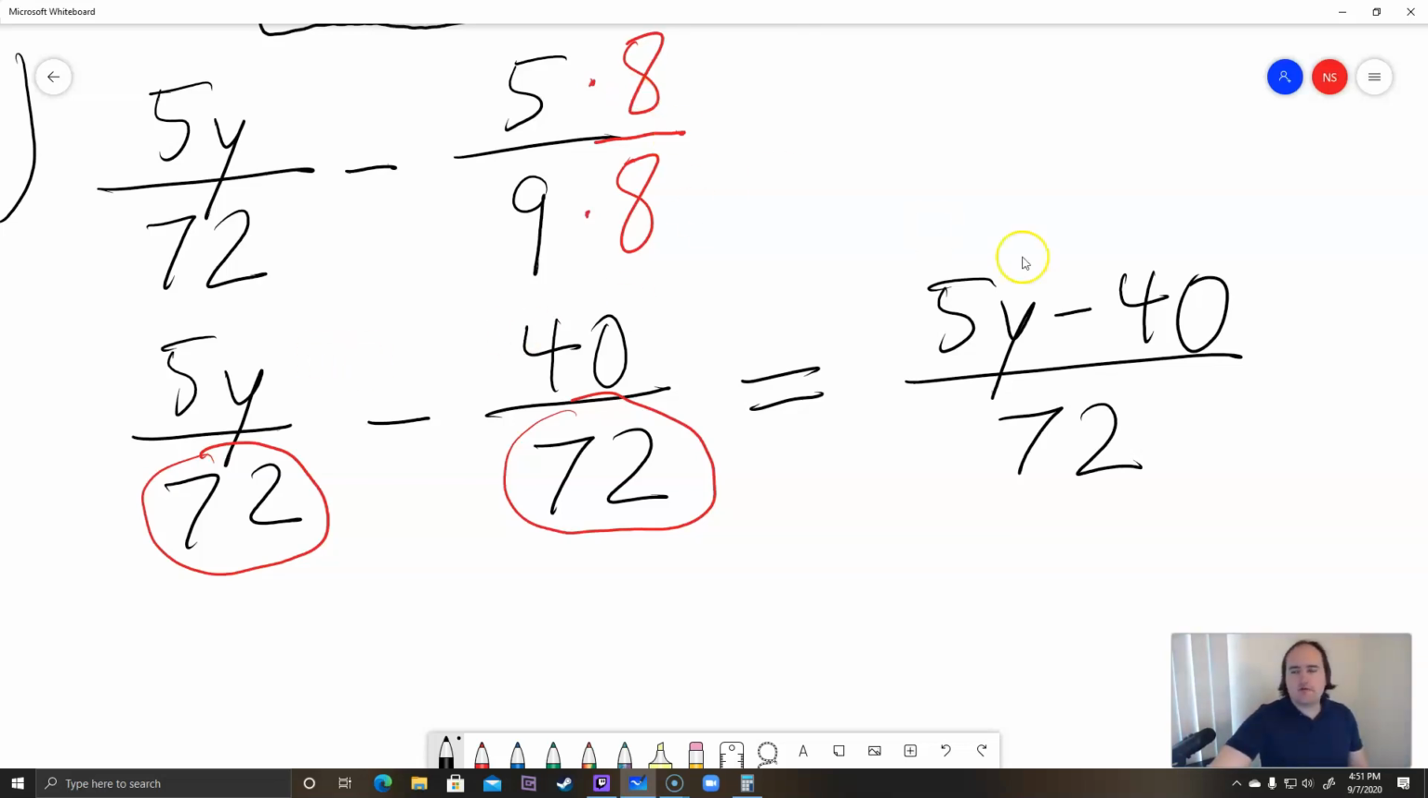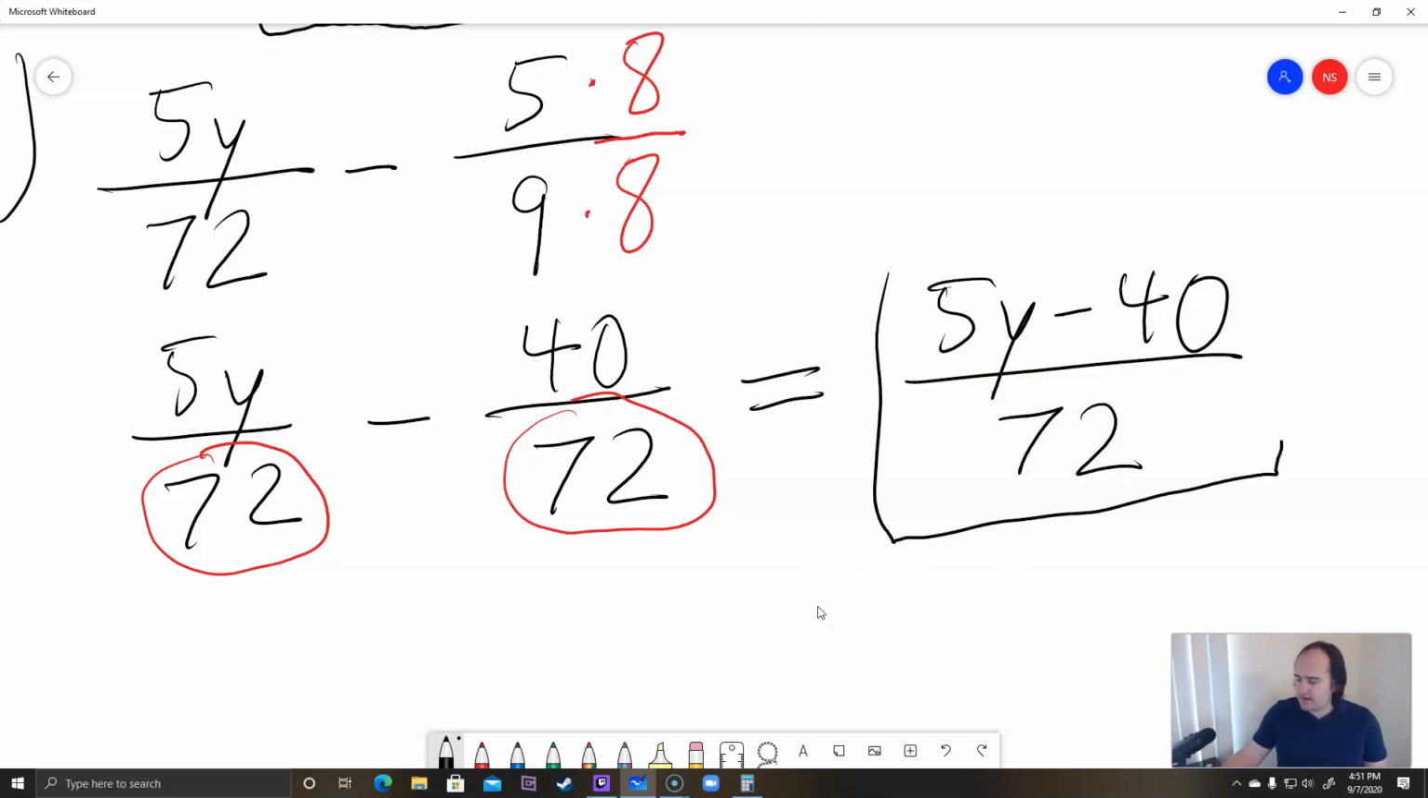And you could factor out a 5 on the top, but the truth is it's not going to change anything because 5 doesn't go into 72. So this is actually going to be our answer. We can't simplify this anymore. So our answer is 5y minus 40 all over 72.